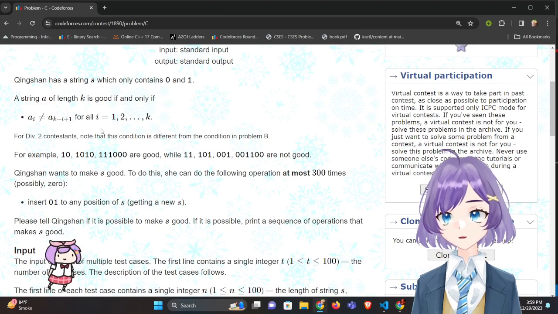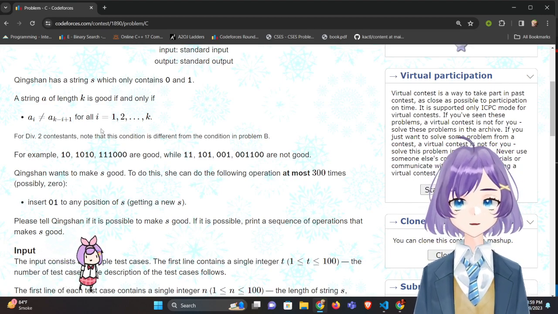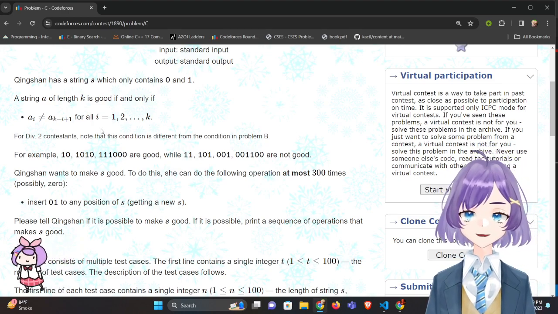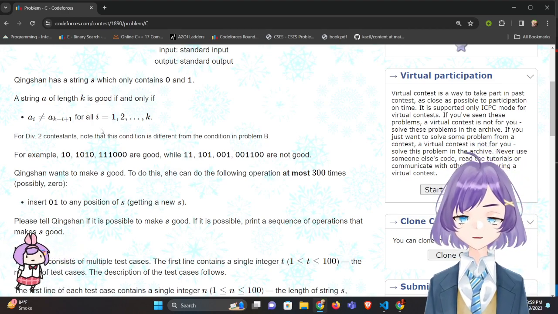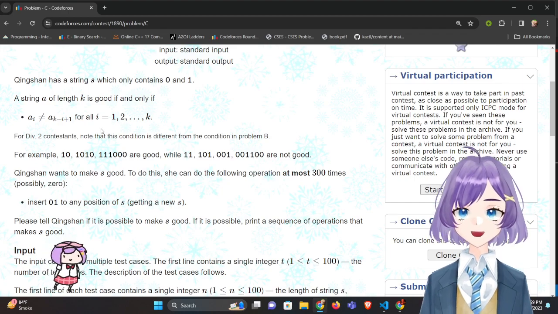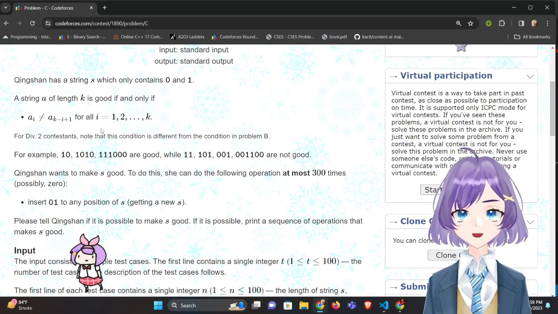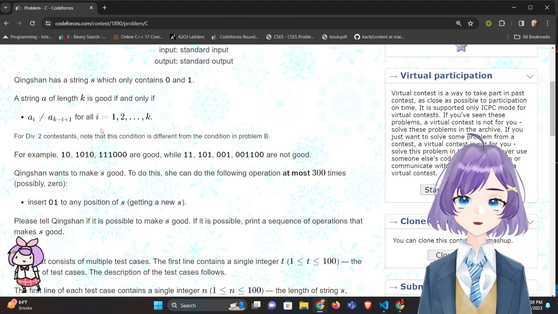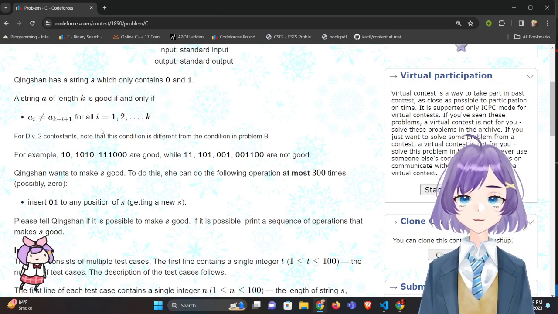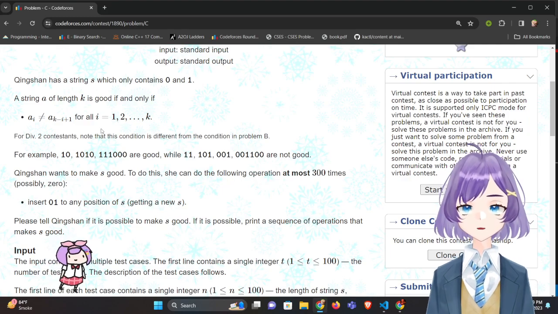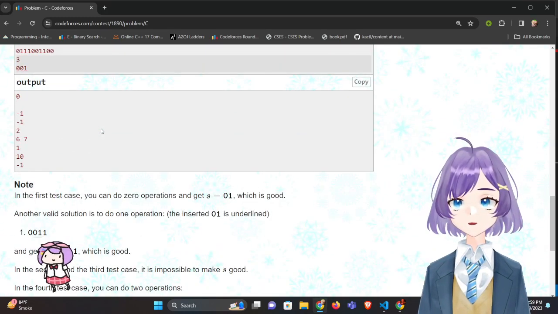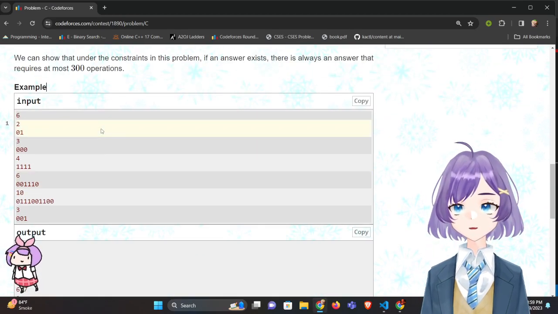Wants to make S good. To do this, she can do the following operation at most 300 times. Insert 0, 1 to any position of S. Please tell her if it is possible to make S good. If it is possible, print a sequence of operations that makes S good. So we even have to print them.